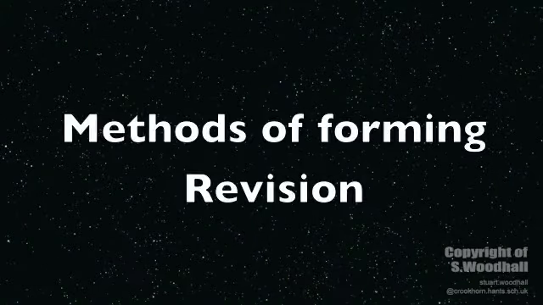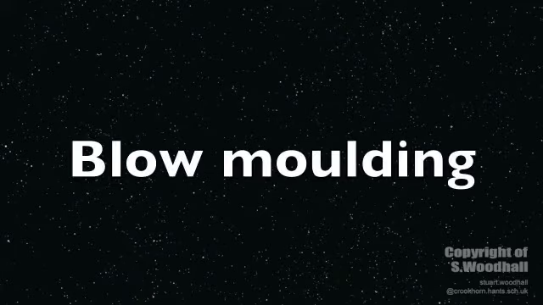In this podcast, we're going to be looking at methods of forming. There are 4 you need to know. The first is blow moulding, the second is injection moulding, the third is vacuum forming, and the fourth is line bending. The first method we're going to look at is blow moulding.